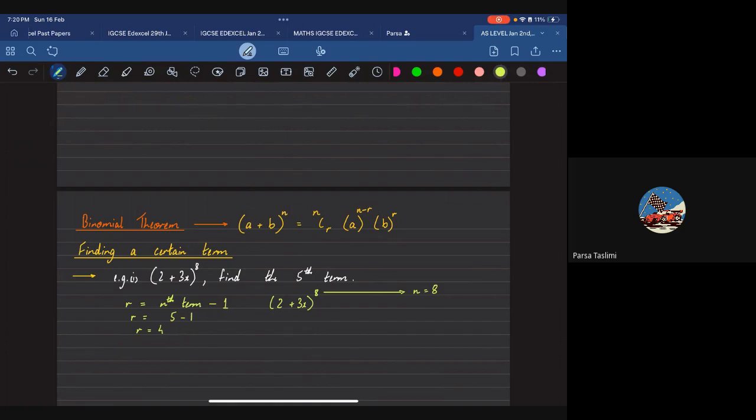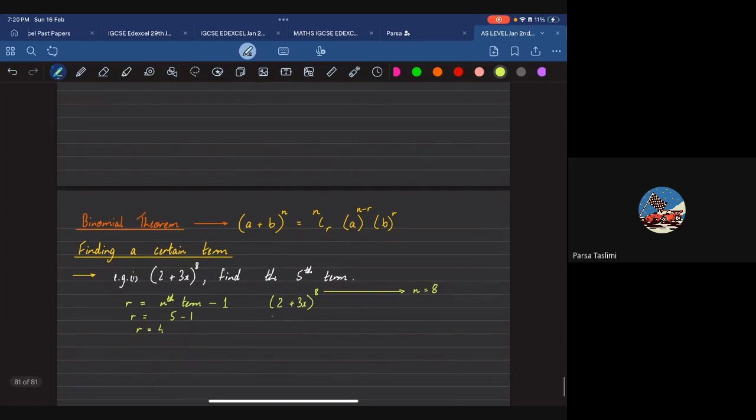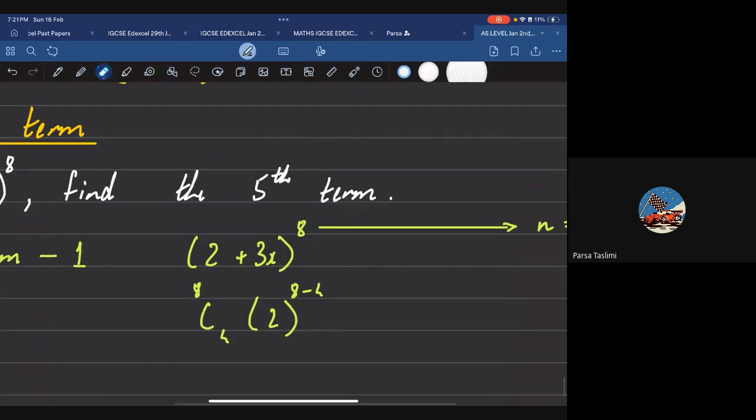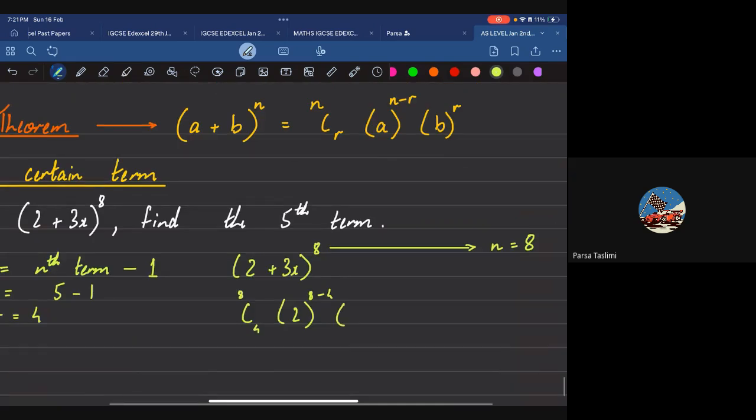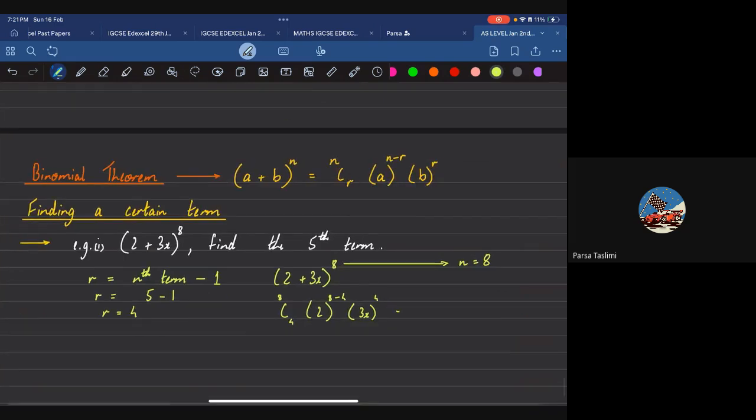So now what's going to happen? You're simply going to do 8C4, and the formula is a, which is 2 this time around, raised to n minus r. So it's going to be 8 minus 4. Wait, let me zoom in. My 8 doesn't look visible. 8 minus 4. And then you've got 3x raised to the power r, which is 4. Okay, guys, solve this and let me know what's the answer.